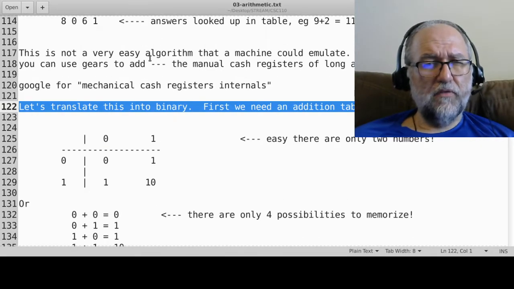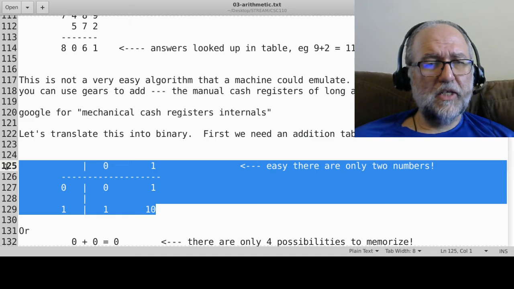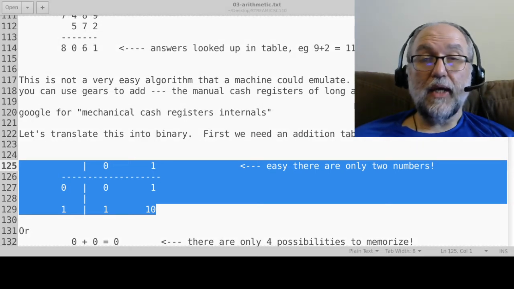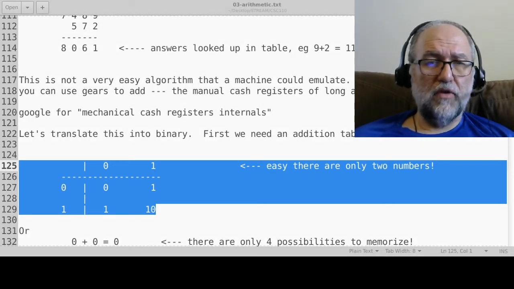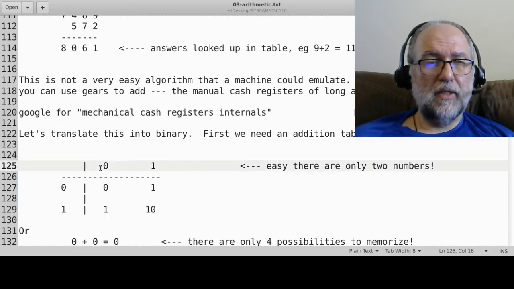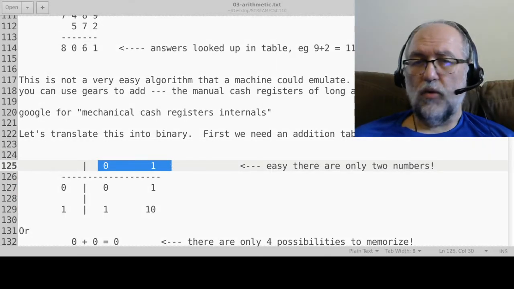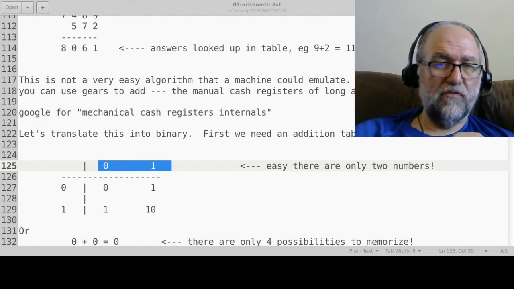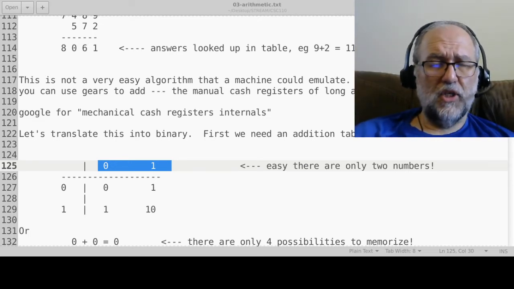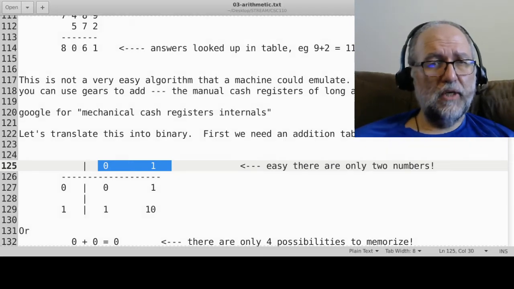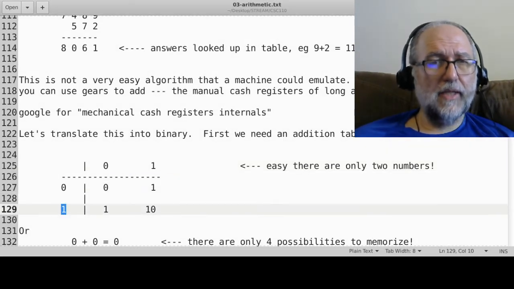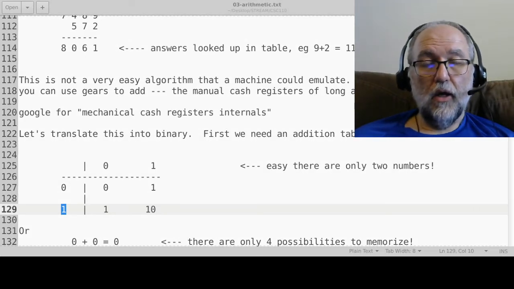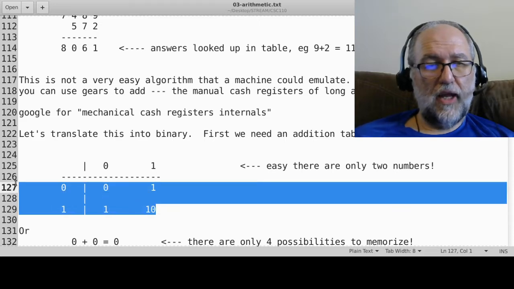Okay, so first of all, there's the addition table in binary. It's trivial. Now, why is it trivial? Because there's only 2 possibilities. Remember, this is single digits. We're not adding big numbers here. We just have one single digit for our first number and a single digit for our second number. So the first digit is either a 0 or 1. The second digit, which would be this column here, is either a 0 or a 1. And so there's only four possibilities, and there it is. This is your addition table.